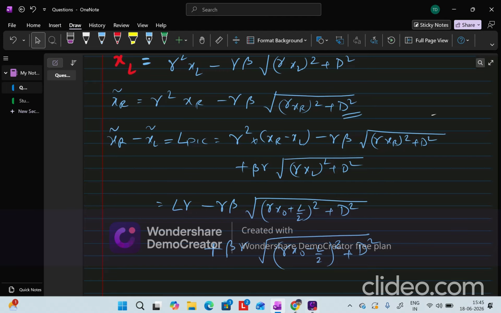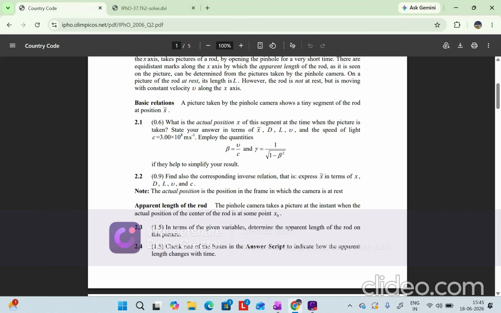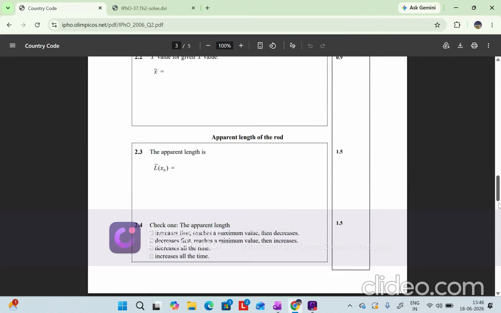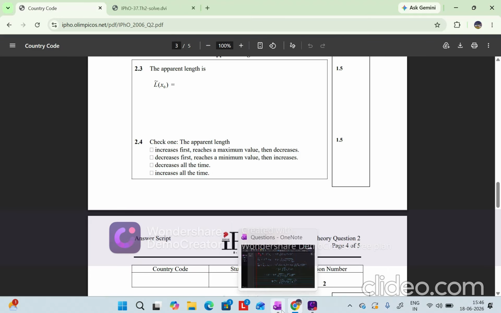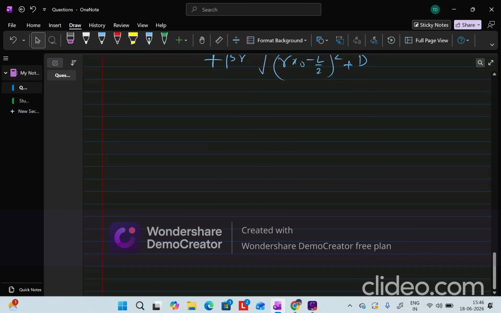Now coming to 2.4. 2.4 is a multiple choice question. You have to check one of the boxes in the answer script and show how the apparent length of the rod changes with time. Okay, so let's see the options. The length first increases, then reaches a maximum value, then decreases. It decreases first, then reaches a maximum value, then increases. Decreases all the time. Then the fourth option is increases all the time. So yeah, this question you have to do some graph analysis.